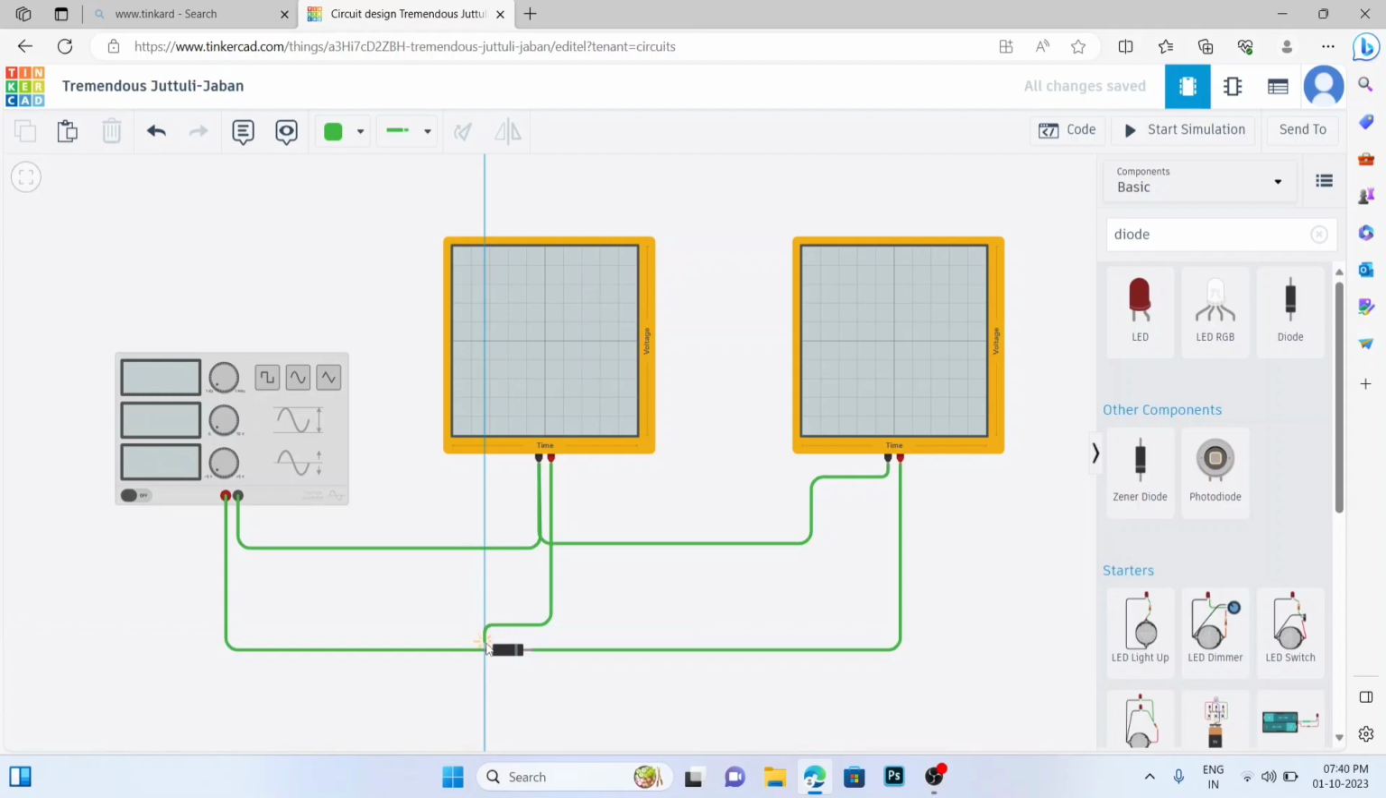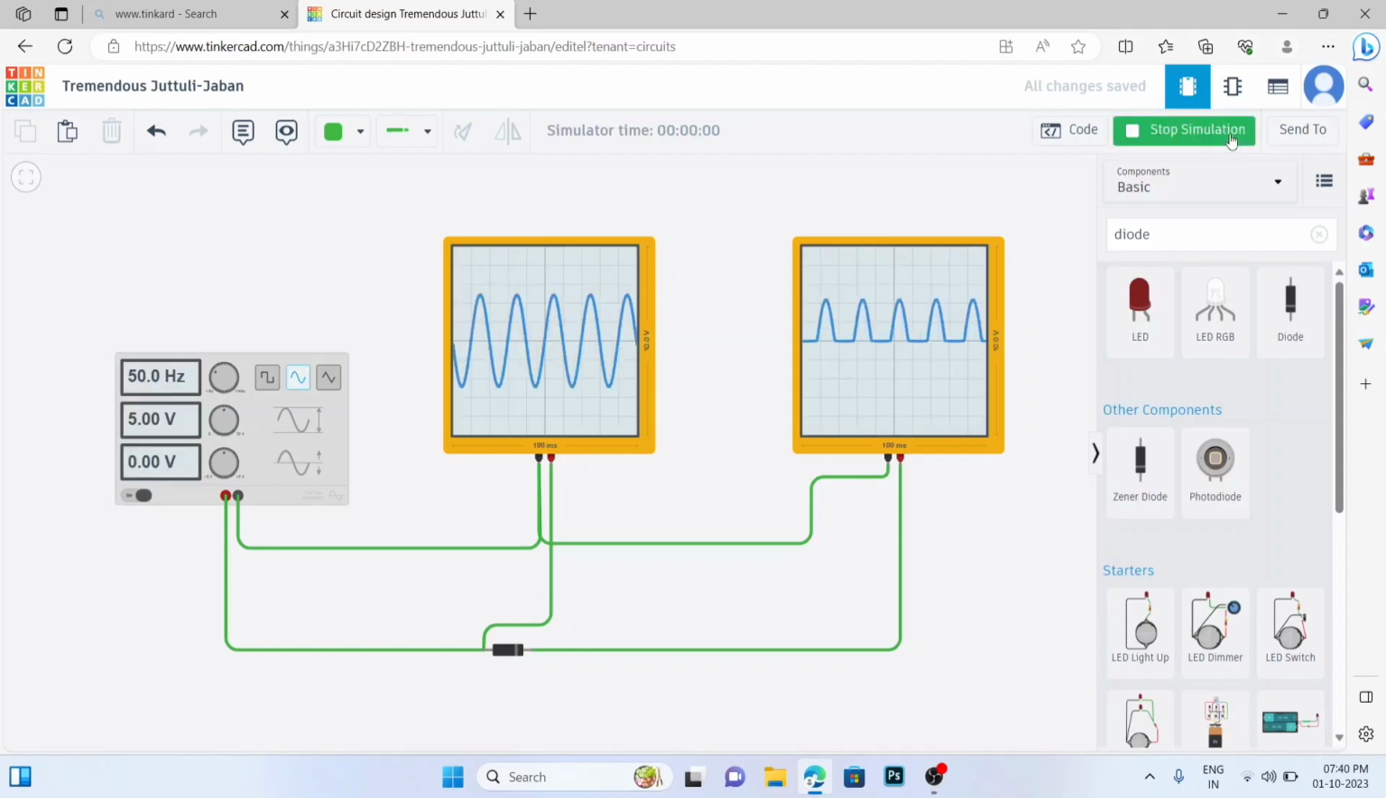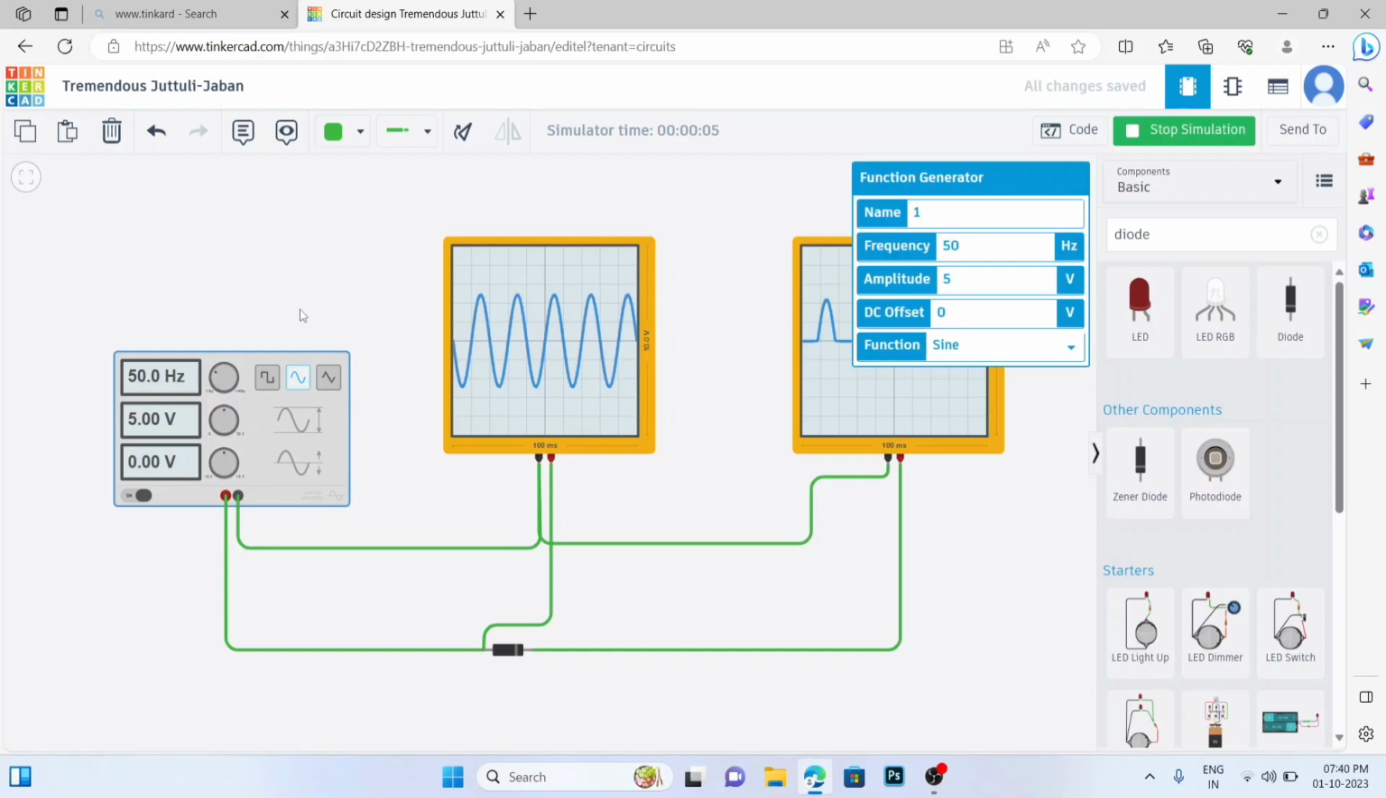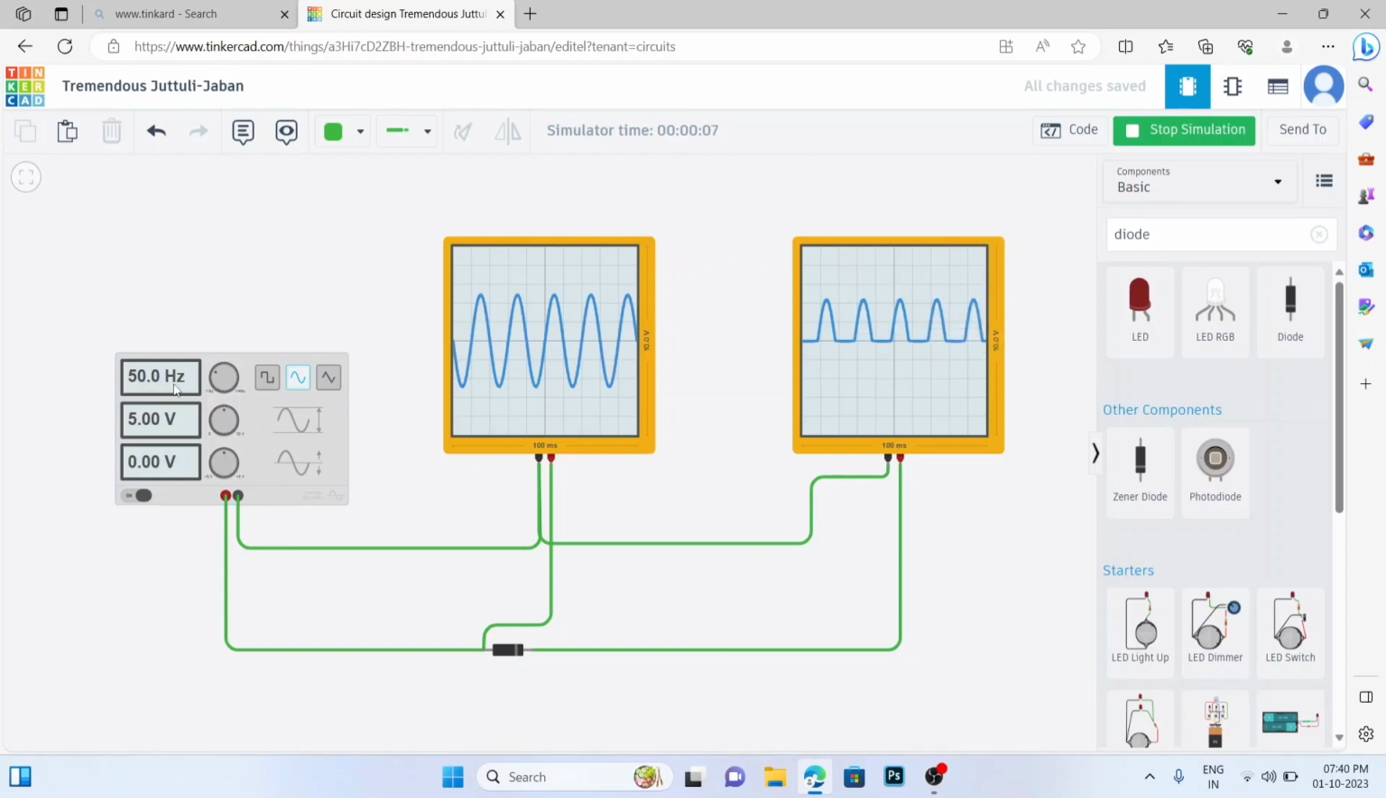See, now I am going to simulate this circuit. You can see here the input is 50 Hz. Our supply voltage is also 50 Hz in India, and I applied a 5 volt 50 Hz supply. This is a 50 Hz wave, this is a positive half cycle, and this one is the negative half cycle.